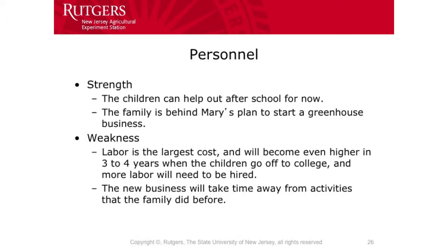A weakness is labor is the largest cost of a greenhouse business, and it'll be even higher in 3 or 4 years when her children go off to college. In addition to that, as far as family finances, she's probably going to help them with their tuition. So that's something they need to think about in terms of personal and business finances down the road. And the business will take time away from family activities that they did before, unless they can make this something that the family all likes to do together.